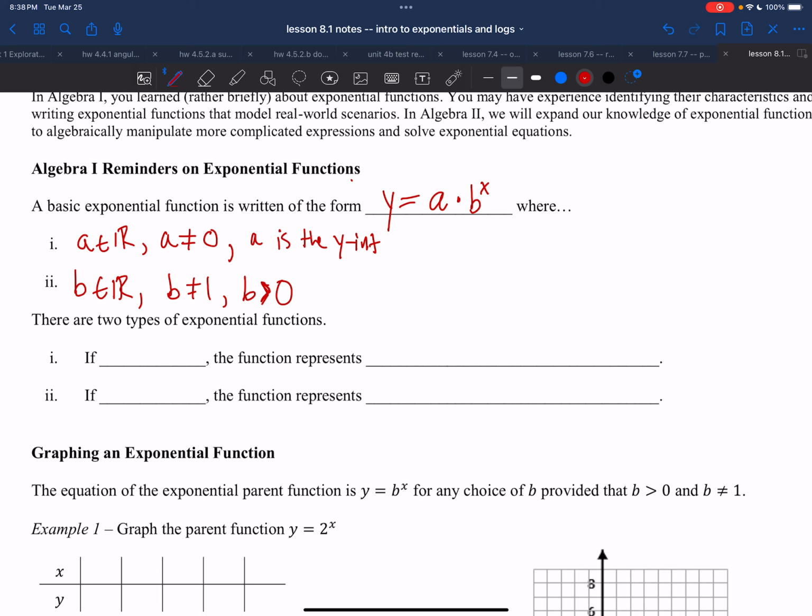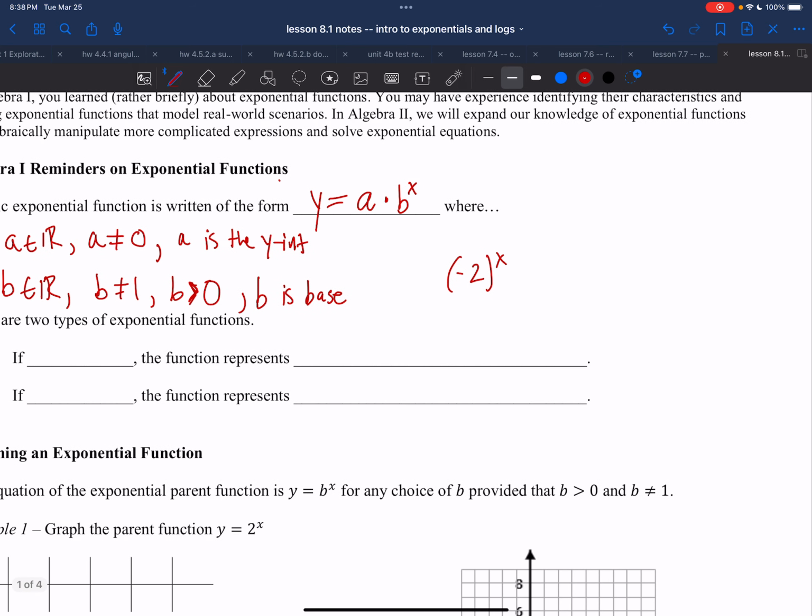The base that we use, by the way, b is called the base. The base that you use needs to be a positive number. Now, it can be a fraction or an irrational number, and that's fine, but it needs to be positive. Here's why. Suppose you had negative 2 to the x. Well, there's two things about this. One, it's not a continuous function, and the behavior flip-flops for every integer.